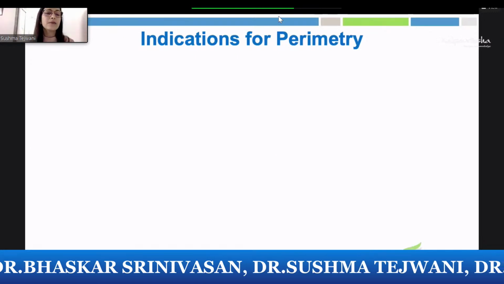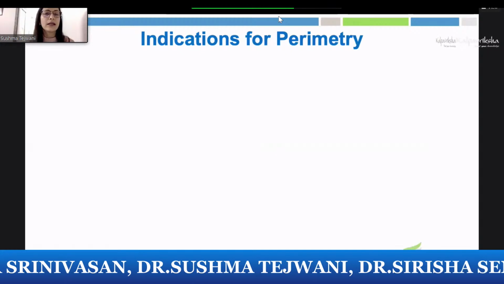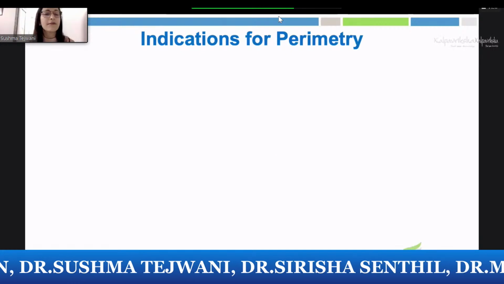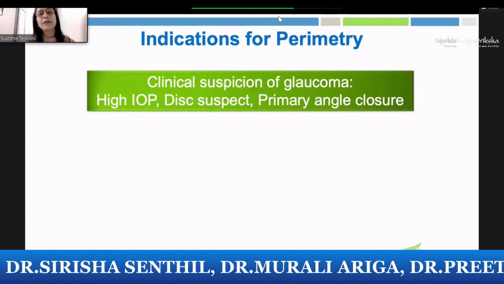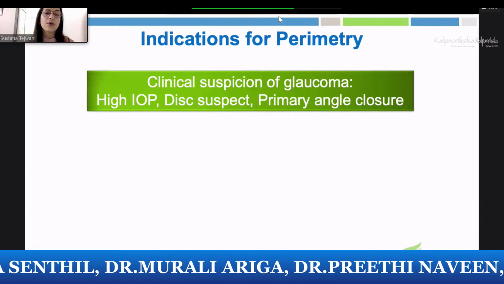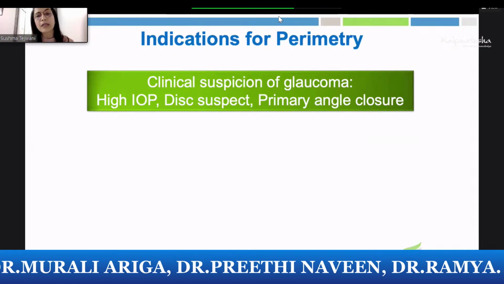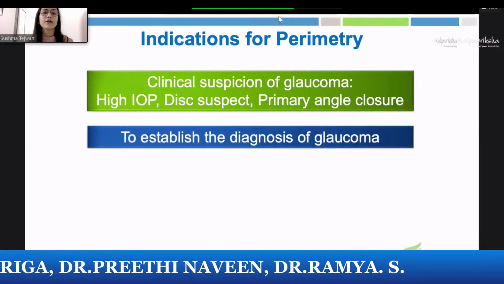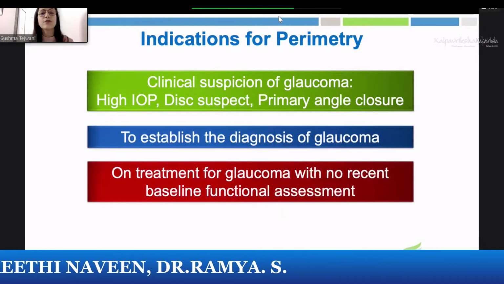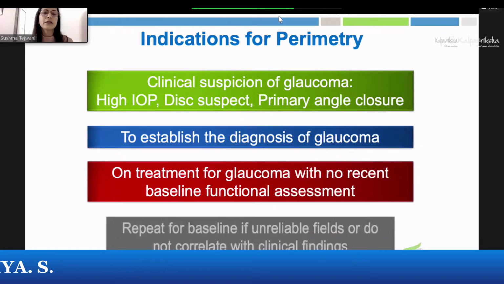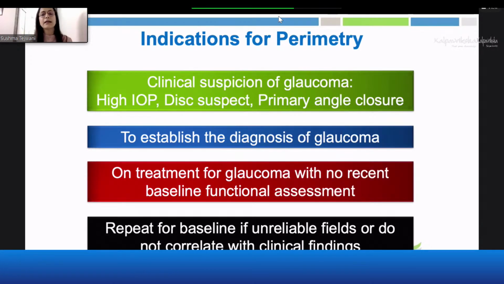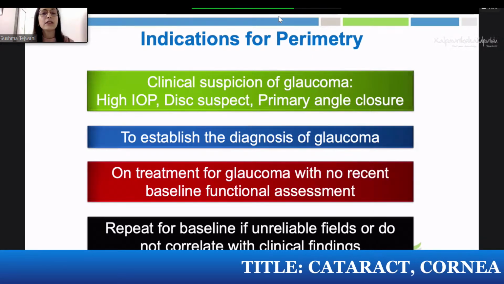Well, I'll just in brief touch upon perimetry and ONH because we don't have much time to describe everything in detail. So when do we do perimetry? When there is clinical suspicion of glaucoma, high IOP, we suspect a disc, and there is primary angle closure. To establish the diagnosis of glaucoma, in a patient who is on treatment for glaucoma with no recent baseline functional assessment, and to repeat for baseline if unreliable or does not correlate with clinical findings. Also on follow-up while managing these patients.